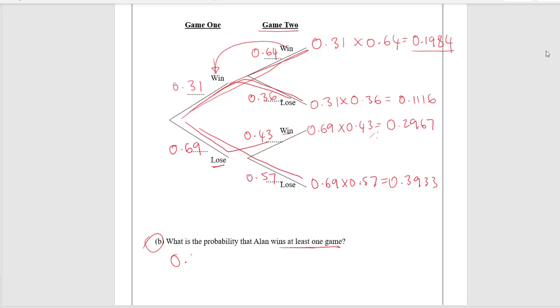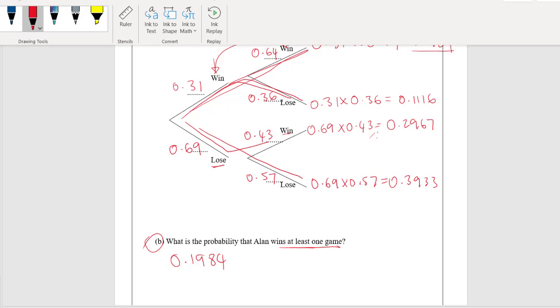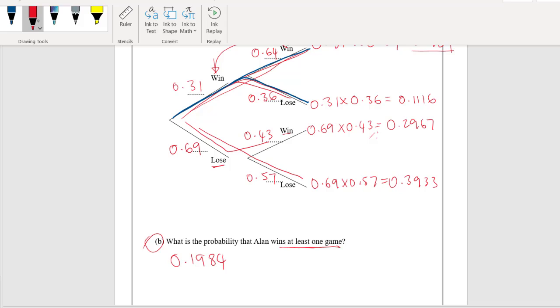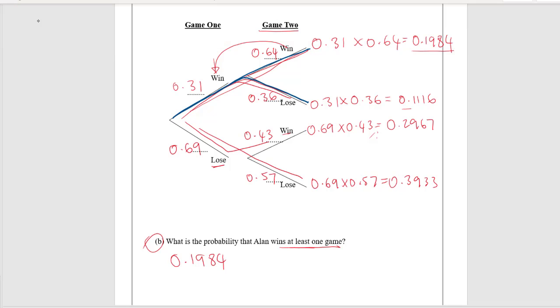So let's write this down, 0.1984. And we're going to add the other probabilities. So he's winning at least one game. That means if he wins the first one and loses the second one, so let's get a different color. So we got win-win. Now if he wins the first one and loses the second one, that means they're at least winning one. Okay. So that will be 0.1116. So add 0.1116. And finally, if we have a look at the last branch, so lose and win.